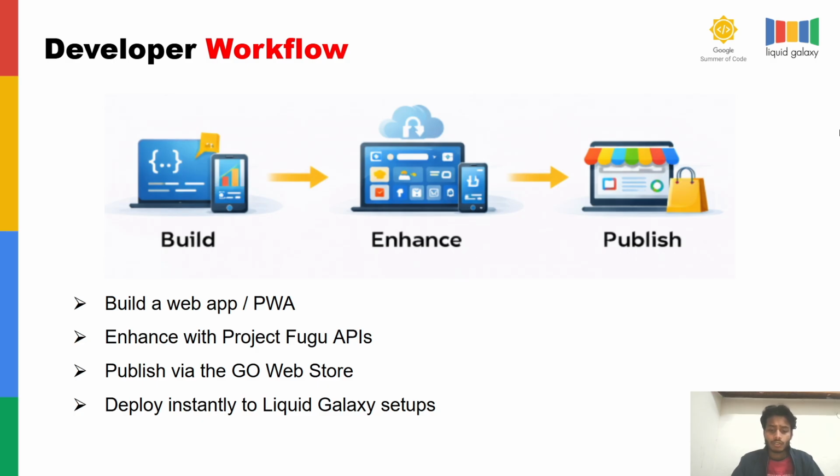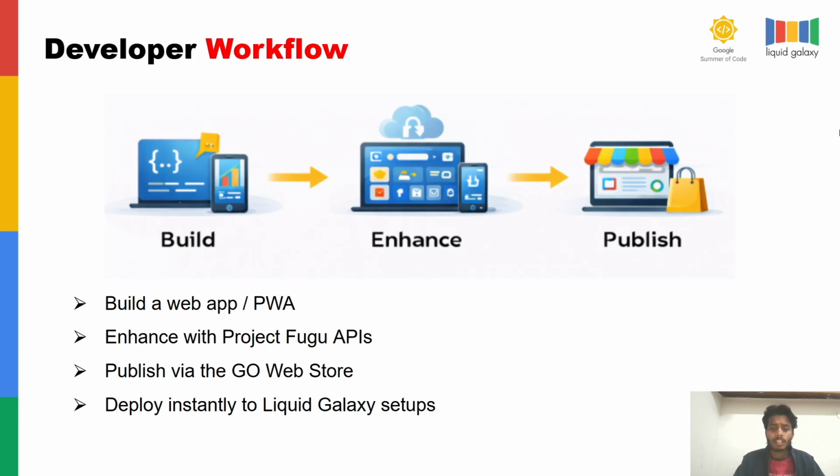The third step is to publish the web application via Go Web Store. Instead of sharing links manually or managing custom deployments, developers can publish their app to the centralized platform. This makes the app discoverable, easy to maintain, and easy to update. Once published, the application becomes part of the Liquid Galaxy ecosystem.